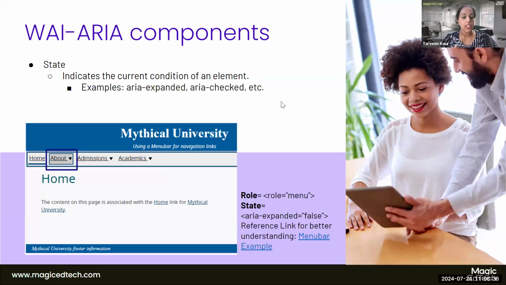What is the state? When we say state, considering we said role was menu item, so menu item will be a list item. So the state that needs to be defined for a menu item is ARIA expanded or ARIA checked, and then ARIA expanded state is either true or false. When it is true, that means your menu item is in expanded state. When it is false, that means the drop-down menu is in collapse state. So it gives a user information that is it in open state or is it in closed state.